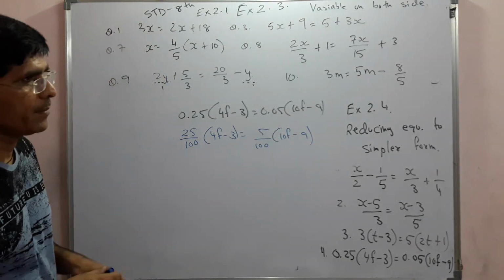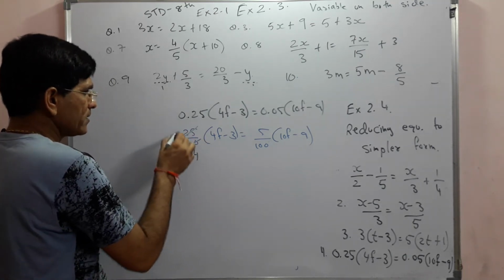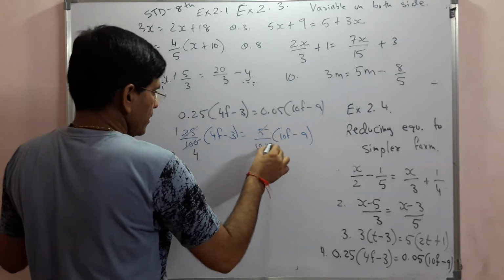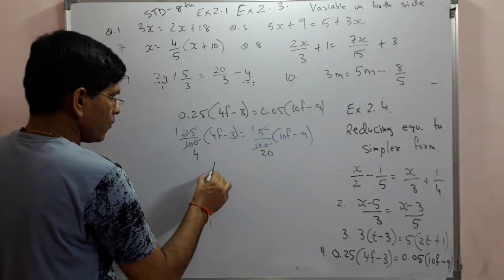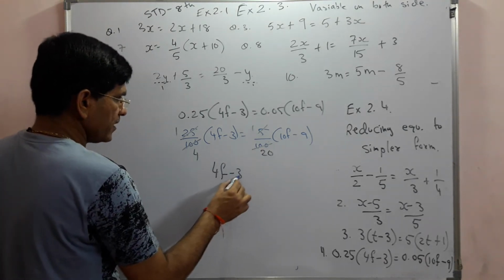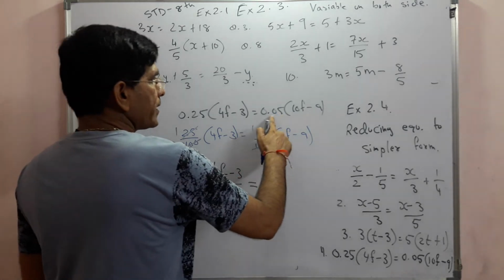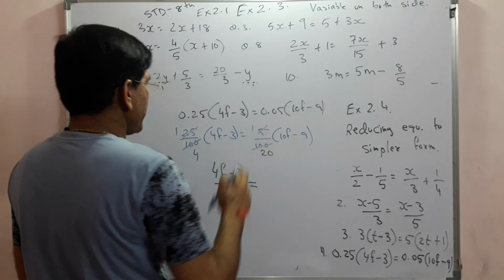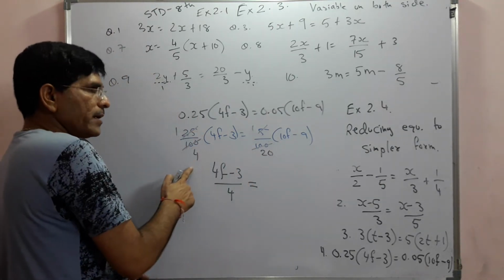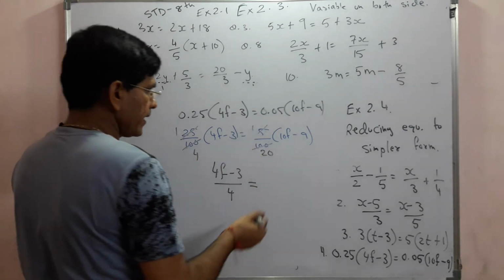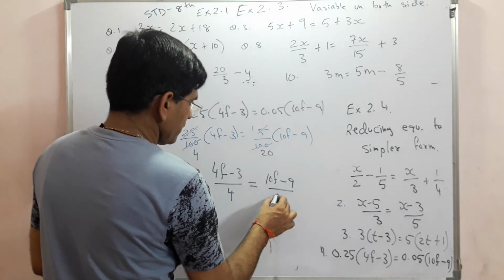Now generally what happens, if you cancel it, 25 4s are 100. So here the answer is 1 upon 4. Here the answer is 1 upon 20. So 4f minus 3 upon 4. Here after the point 2 digits are there, that is why I am writing 100. So 25 4s are 100 and 5 into 20, 100. So I have to write 10f minus 9 upon 20.